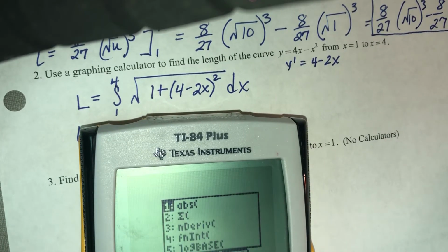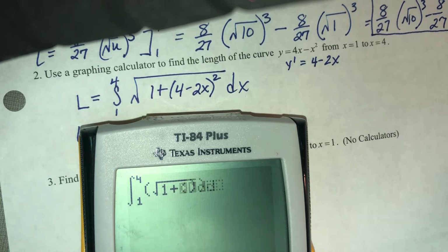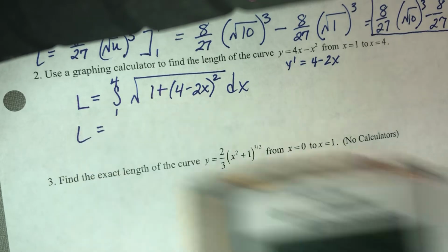Alpha, window, number 4 for function integration. Plug in 1 for the lower limit, 4 for the upper limit. Square root of 1 plus parentheses 4 minus 2x, close parentheses squared, and then dx. 6.12, that 7 will make that a 6. 6.126.